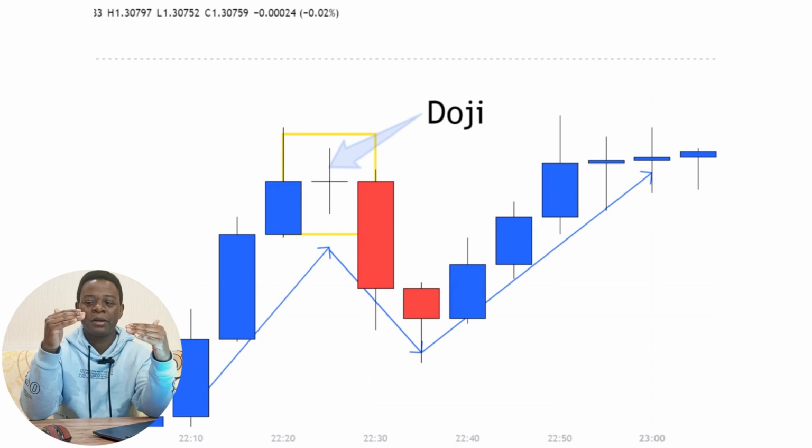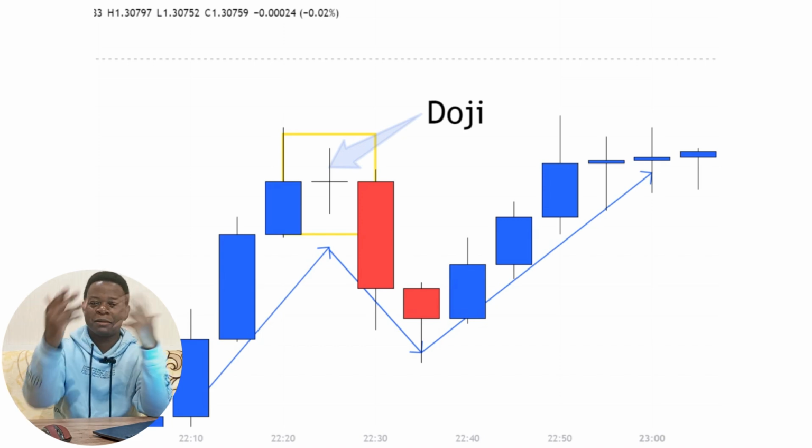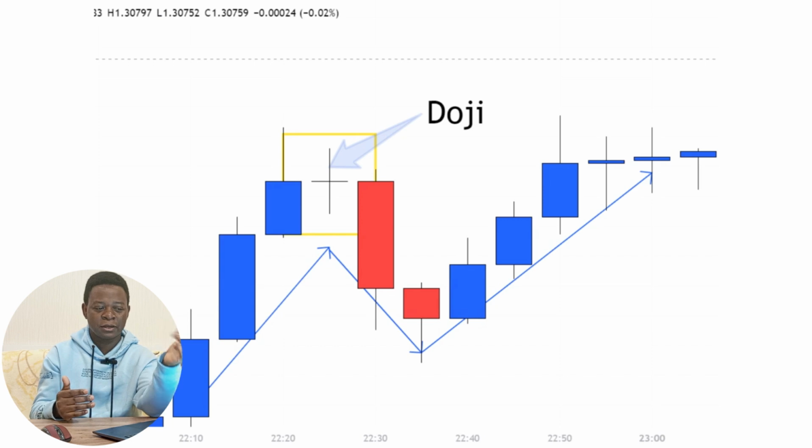So if this is the opening price and this is the closing price, they all come together and equate to one another. So we get a doji, which is, in most cases, when the opening price is equal to the closing price. So you don't see a body on the candle. The wicks can differ. Some of them can be longer, others can be shorter. We shall look at them.